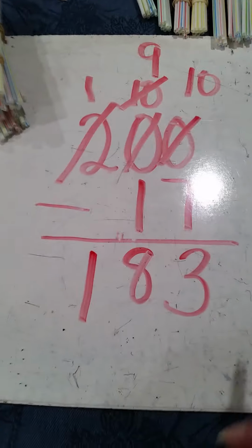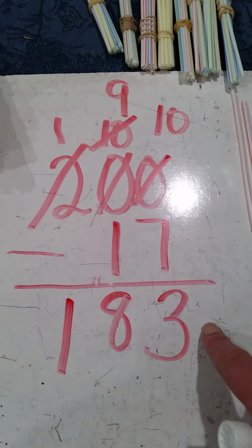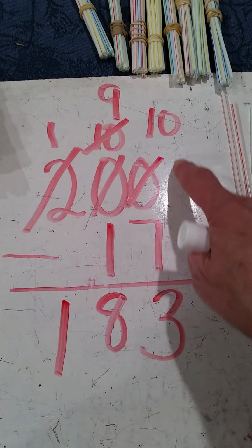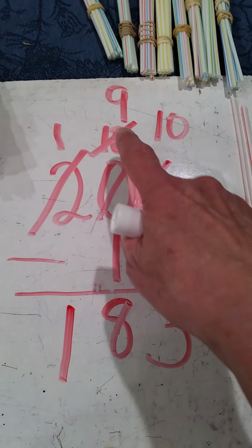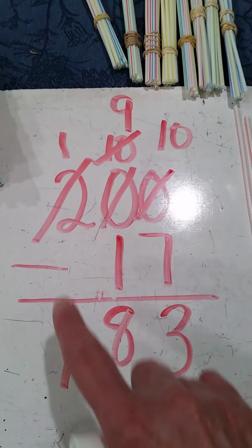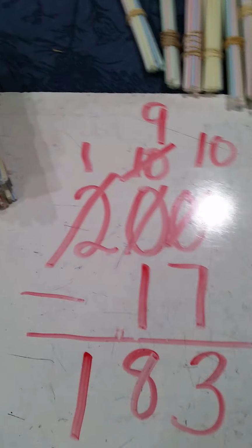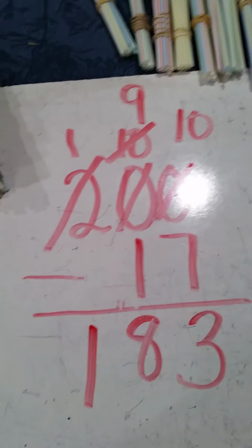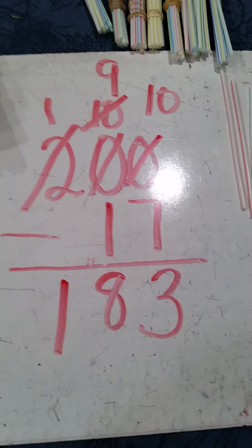Now, I'm going to add it back to make sure that I got the right answer. 3 plus 7, yep, that equals 10. 8 plus 1, that, yep, equals 9. And 1 plus nothing also equals 1. So, a little double-decker subtraction for you when you don't have any ones and you don't have any tens.